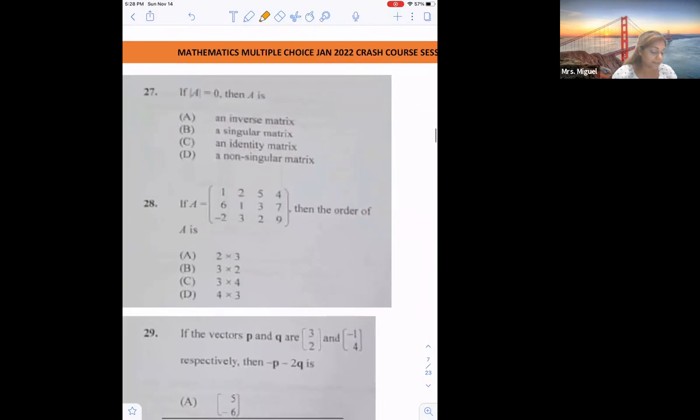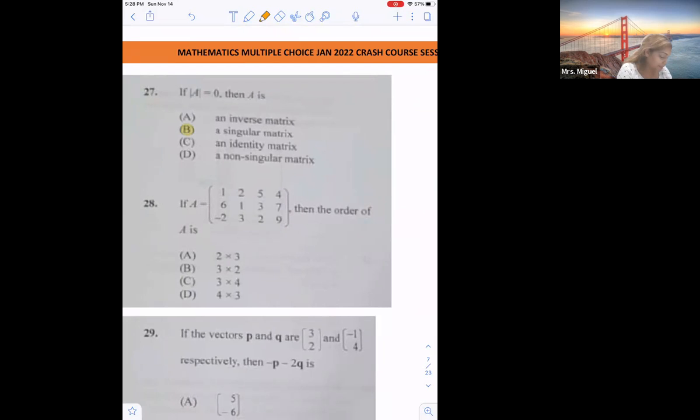Number 26, if the determinant is 0, then the matrix is singular. For singular matrix, the determinant is 0.